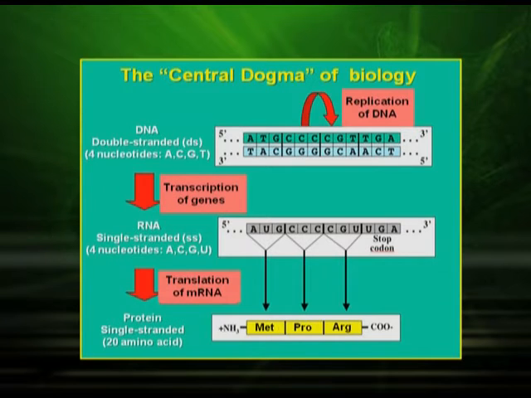So the central dogma of biology says that the DNA replicates by the process of replication, and after that the DNA forms the RNA, that is the transcription of genes, and then the RNA forms a protein, which is called the translation of messenger RNA. And you can see in the picture the different amino acids which are used during the process.